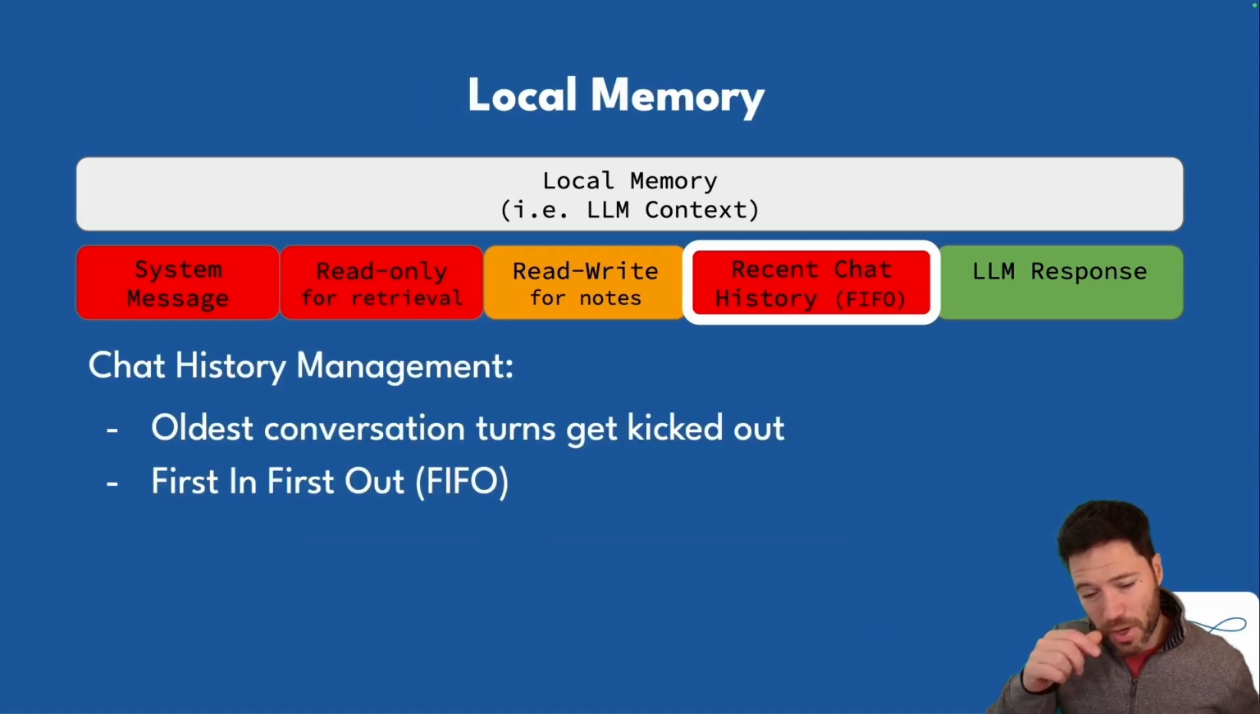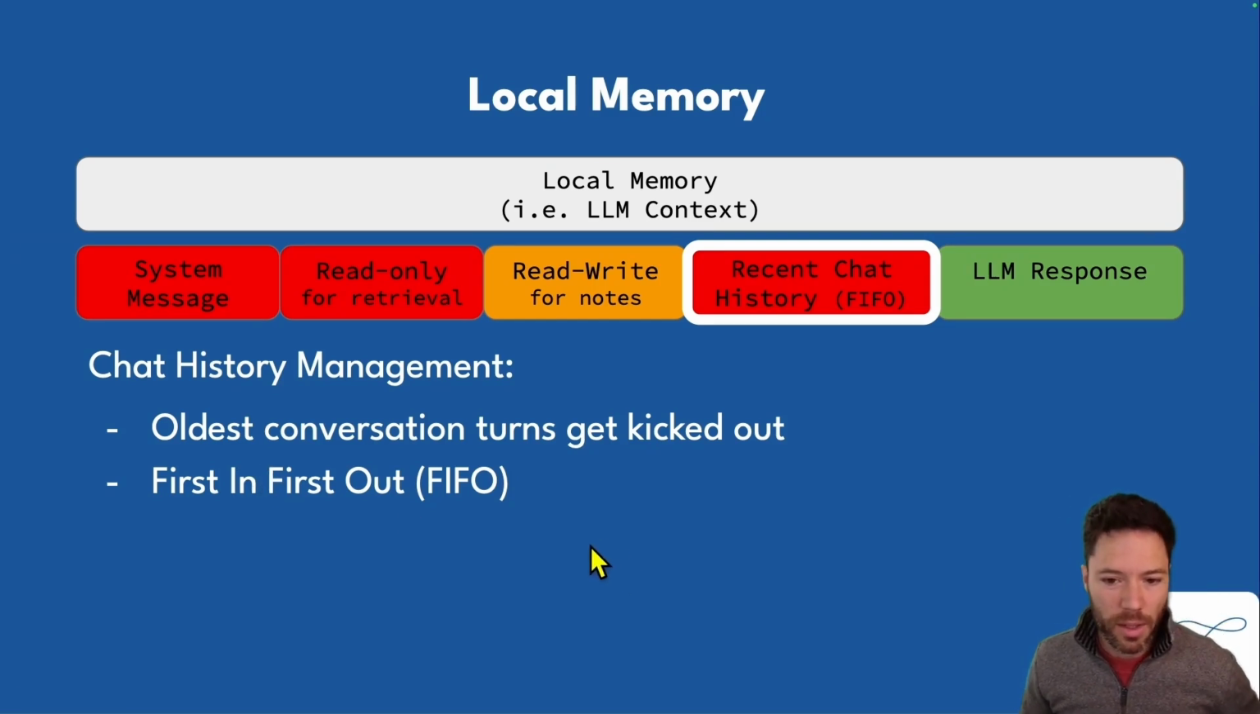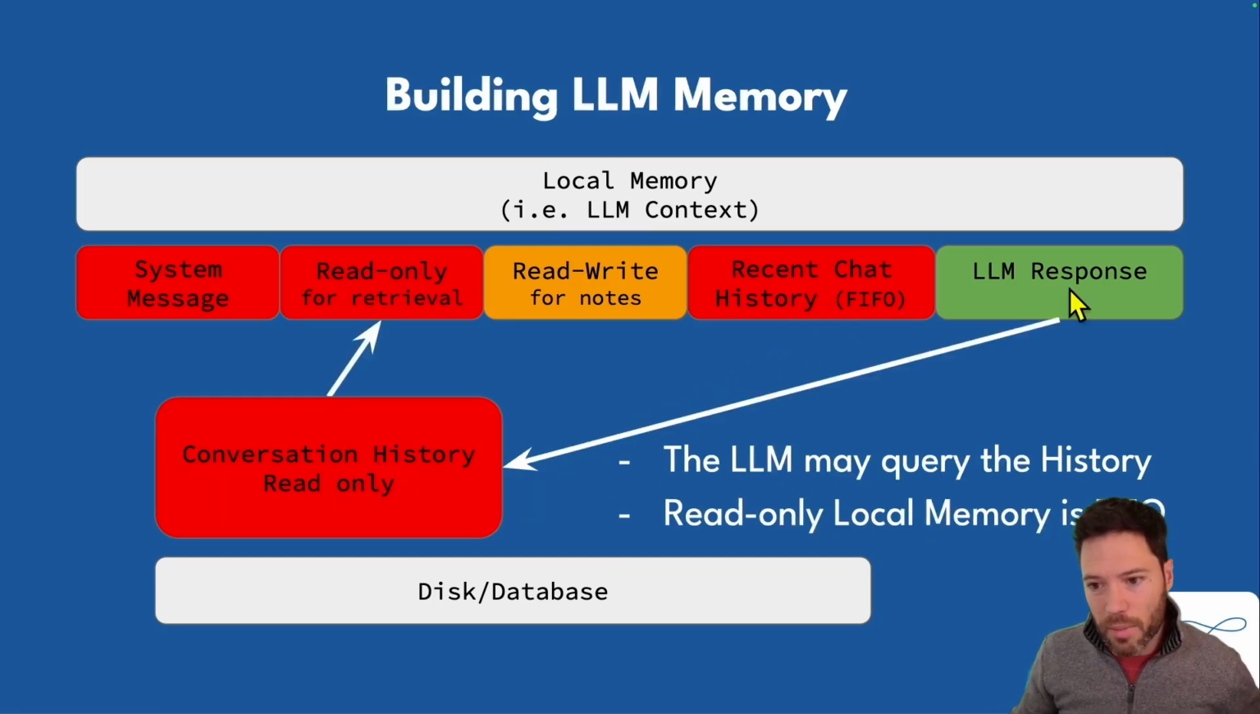So let me describe briefly how this works in a different way. We will store the most recent conversations. We will kick out the oldest conversations based on context management. And this is called FIFO, first in, first out, which means any message that goes in will move towards the back of the queue and eventually get kicked out when we hit the context limit. Meanwhile, the whole conversation history is being written to the database, and it can be queried by the LLM if the LLM provides a command. I'll describe how that works later.